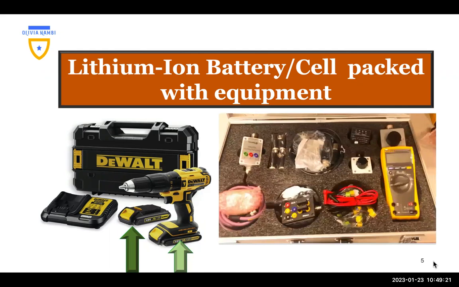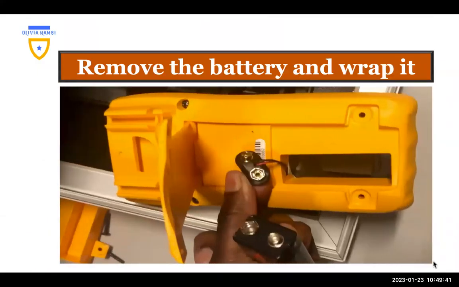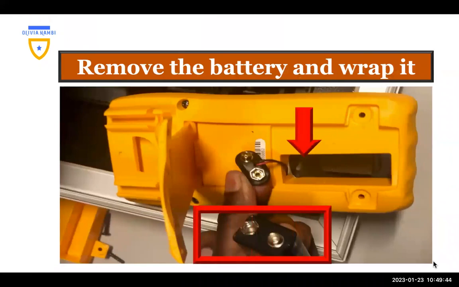The second example is here. And also here in such a set, you're supposed to look out for that very item, which is powered by lithium-ion batteries or cells. After identifying it, open it if you can, remove the battery, and then wrap it maybe in a liner or bubble wrap for protection, and then put it within the case.